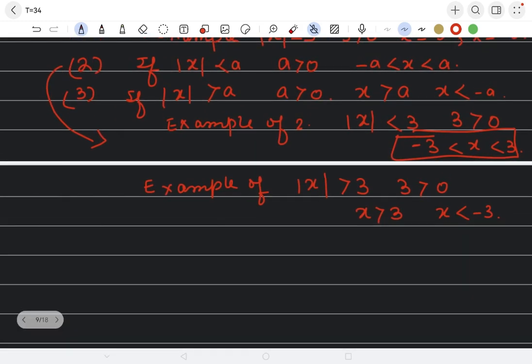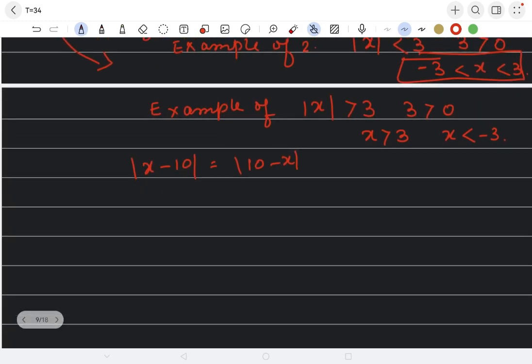One thing more I want to tell you about it: absolute value means a negative answer comes or a positive answer comes, it doesn't matter. Either you can write it x minus 10 or 10 minus x, it means the same. Okay, now we are going to solve one question together. It is actually an example.